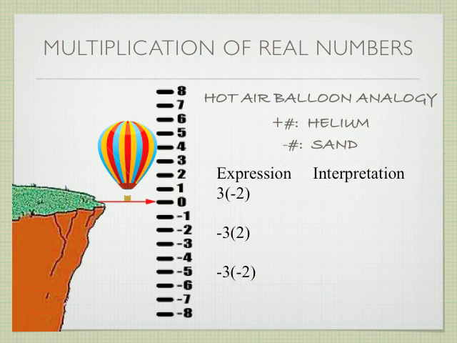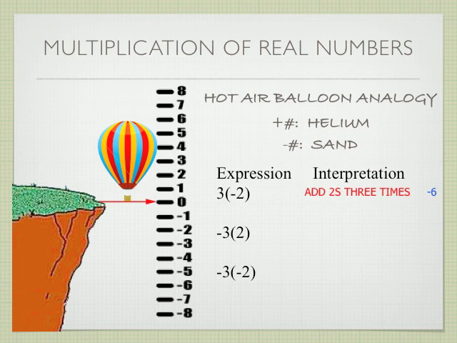I give the hot air balloon 2 bags of sand 3 times. So I add 2 sandbags 3 times. Well, that's going to end up 6 feet below the cliff. Easy enough. Now we know the next problem is going to have the same answer, but let's see what it means in terms of helium and sand.